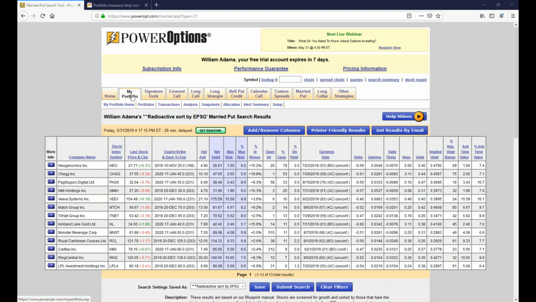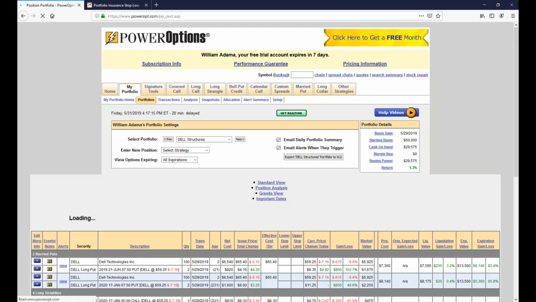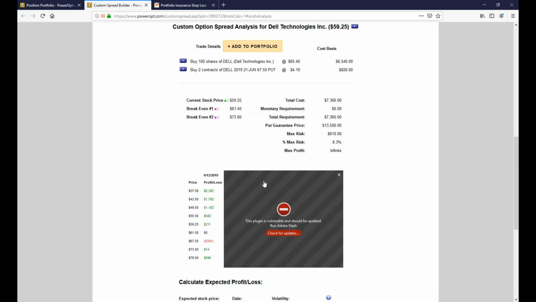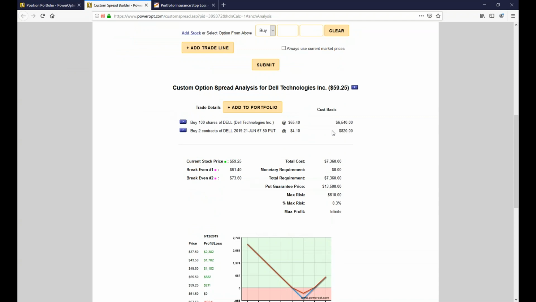So let's go to the portfolio. What I did in the Fusion portfolio 2 days ago is we opened a skewed married put position on DELL because it had earnings coming up at the end of the business day yesterday. So on the 30th, after market, earnings were released. On 5/29, we opened 100 shares of DELL at 65.40.